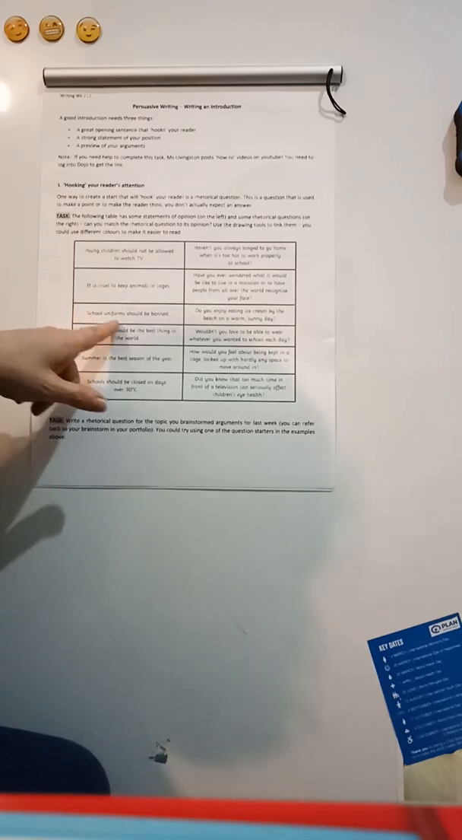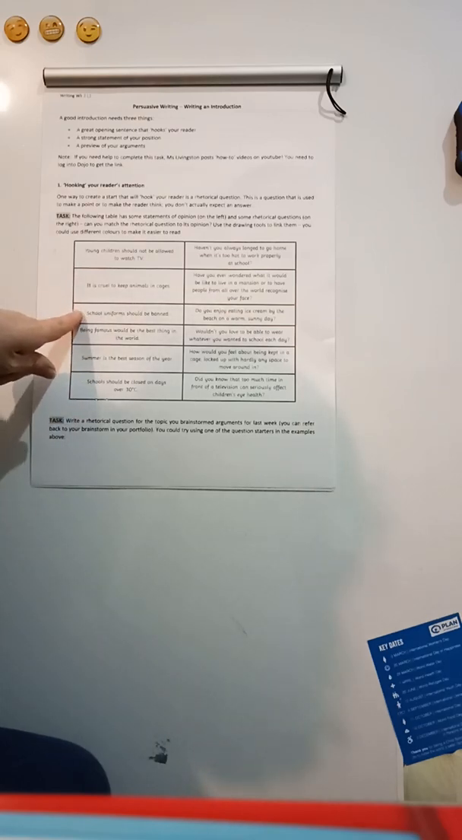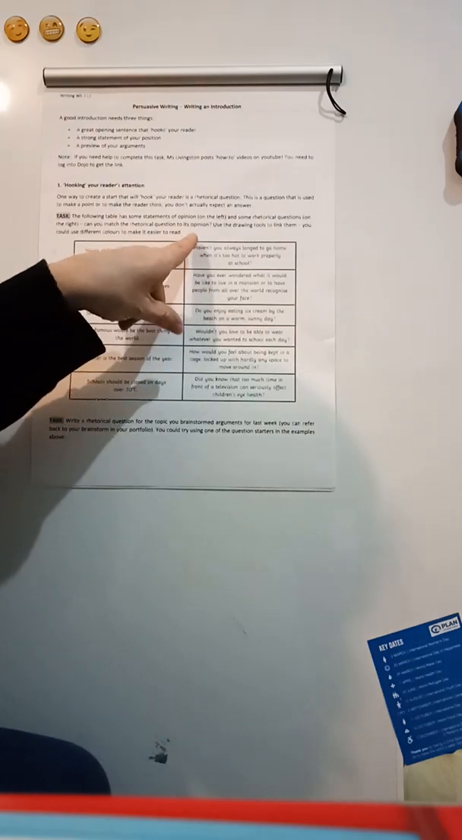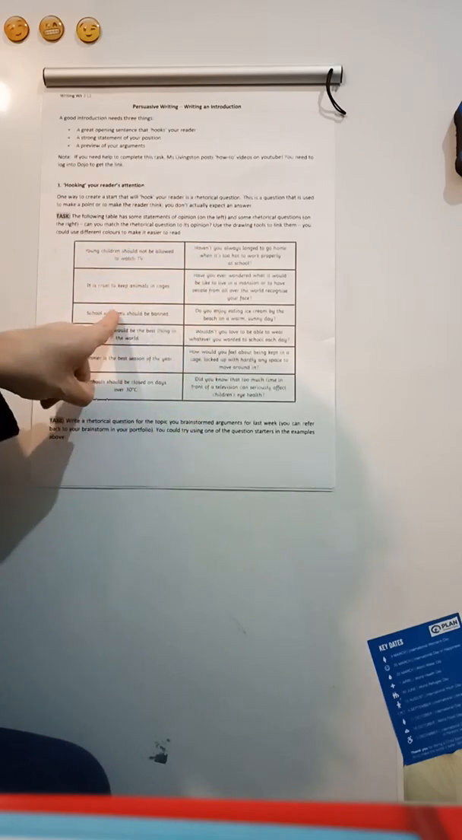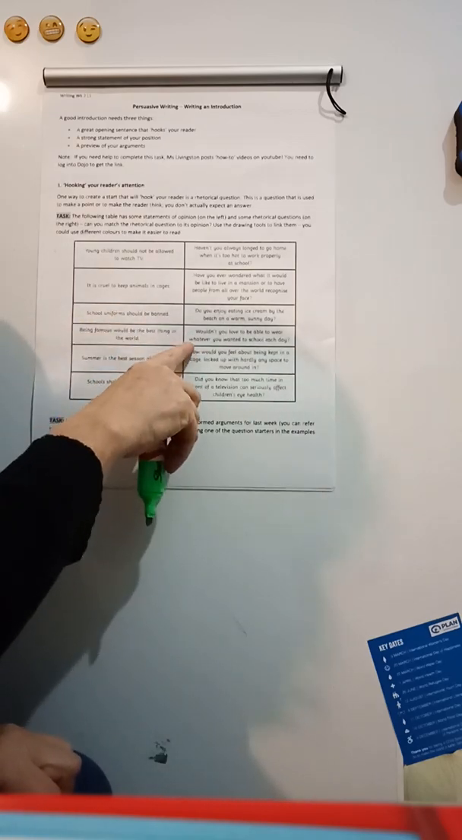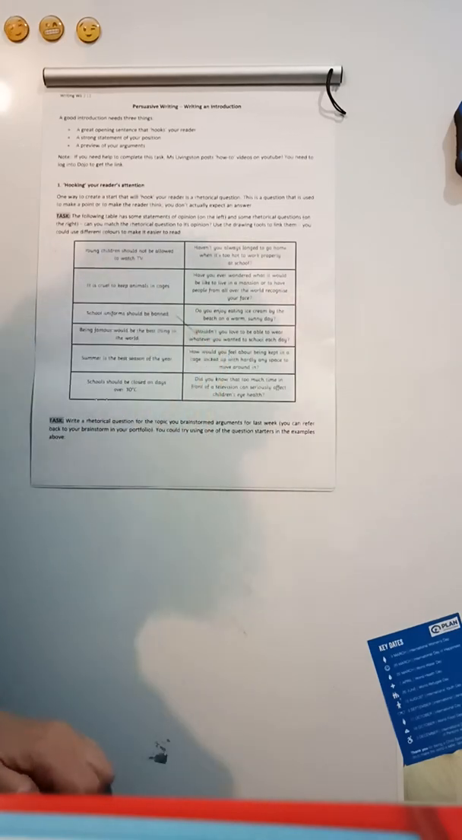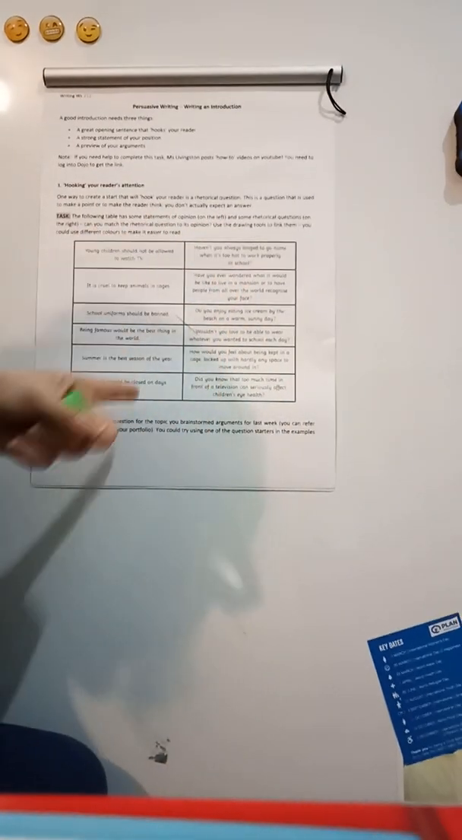So for example, you'll see here, this is the topic I brainstormed last week. School uniforms should be banned. If you watched the video, you would have seen me doing brainstorming for ideas for that one. So I have to look at this statement, school uniforms should be banned, and then I have to find the rhetorical question that matches this statement. And it is this one. Wouldn't you love to be able to wear whatever you wanted to school every day? So I'm going to join those two. And then you need to join the others as well.